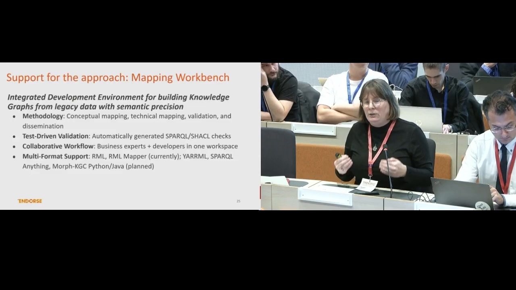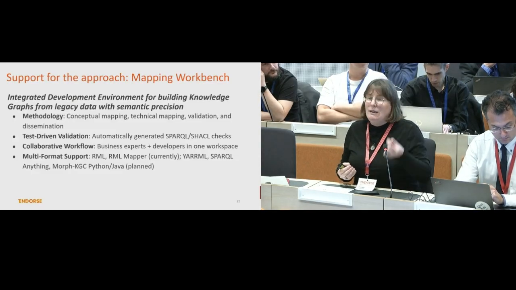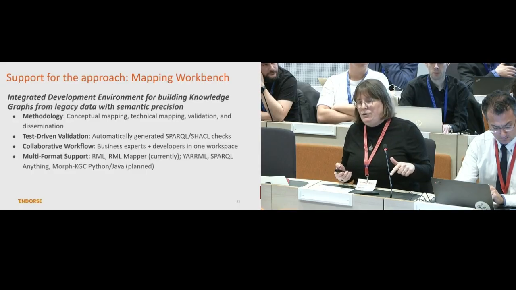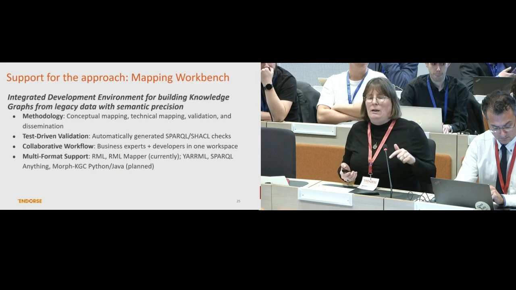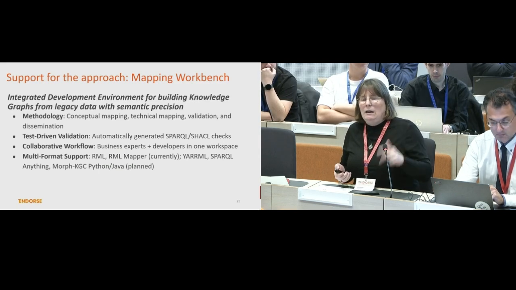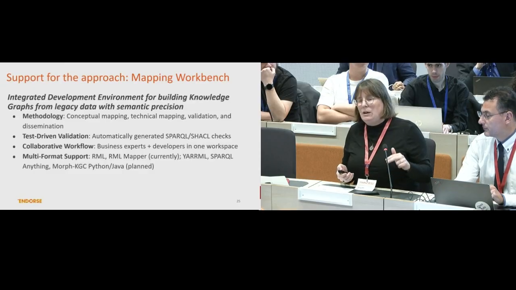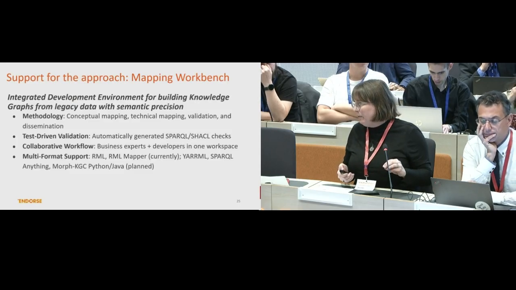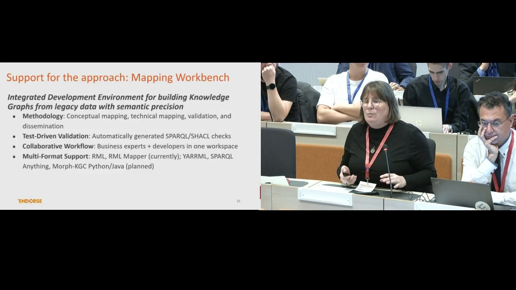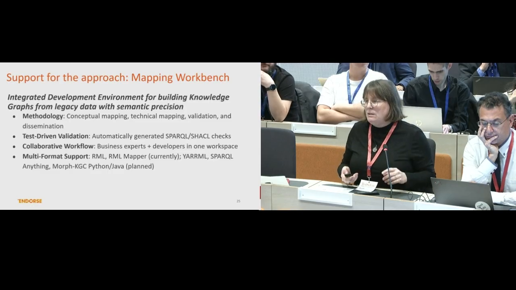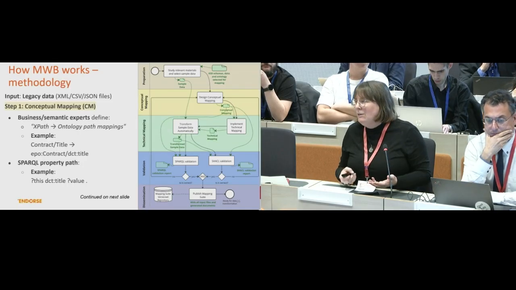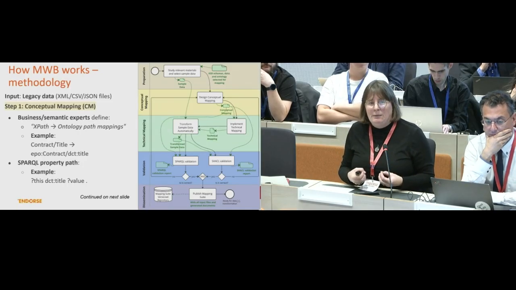For that methodological approach, we have developed a specific tool called Mapping Workbench, which is an IDE for building knowledge graphs from legacy data, specifically with the semantic precision that is required. We have our methodology there: test-driven validation with automatically generated SPARQL checks and SHACL shapes. A collaborative workflow where the business experts are involved as well. And we have multiple format support. Currently, we have been focusing on RML and the RML Mapper. We are planning, and working on, YARRRML, SPARQL Anything, and other ones, depending on interest from the community.